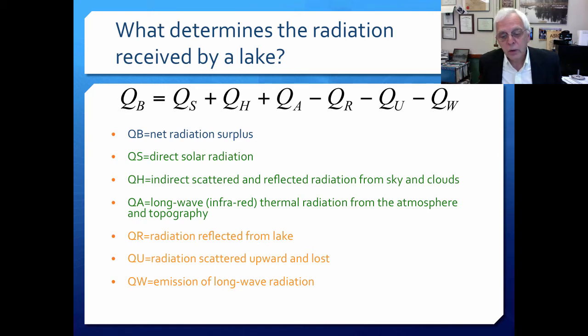So for an organism within a lake, that net radiation surplus is affected positively by direct solar radiation, by indirect scattered and reflected radiation from the sky and clouds, and by long-wave thermal radiation from the atmosphere and topography, and affected negatively by radiation reflected away from the lake, radiation scattered upward and lost away from the point of reception of that radiation, and the emission of long-wave radiation from the system.